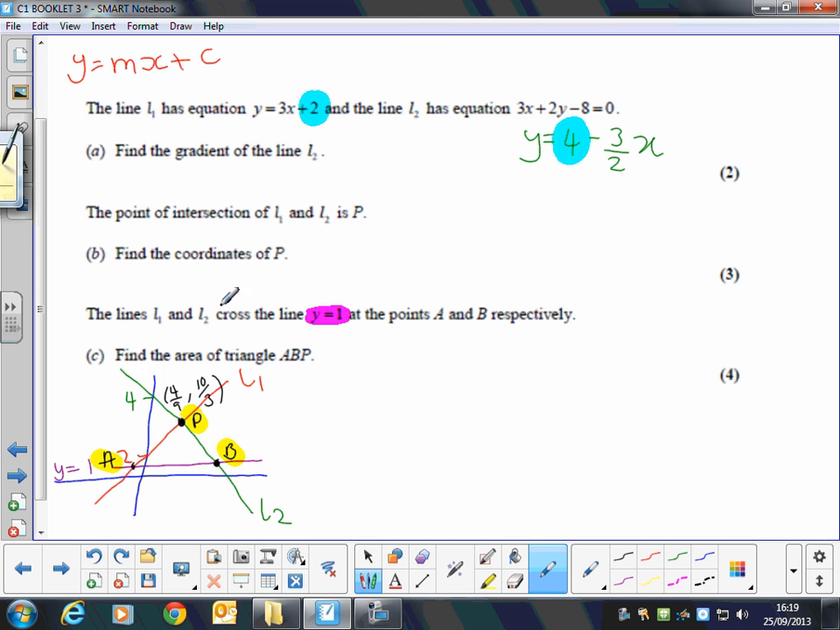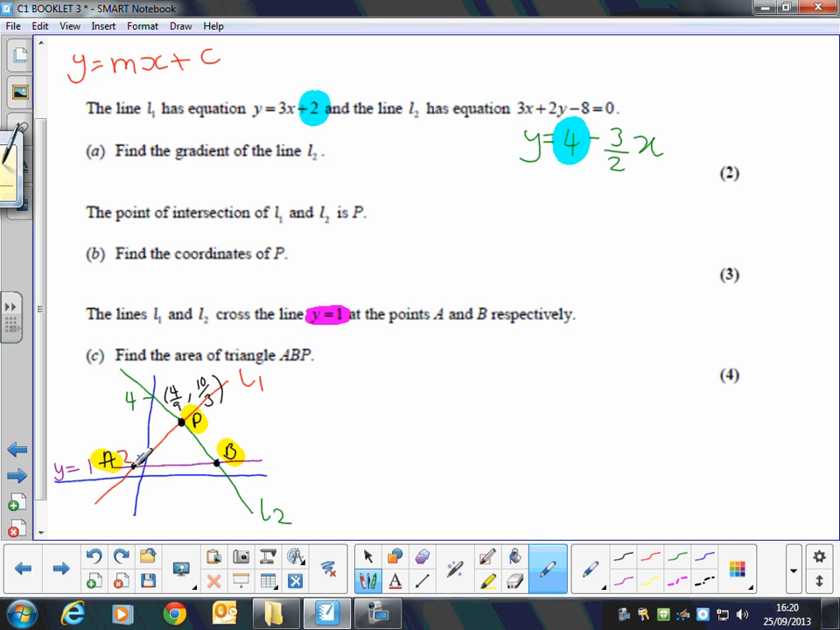So if we look here, the lines L1 and L2, it tells us it crosses the line y equals 1 at the points A and B respectively. So L1 crosses the line y equals 1 at the point A. So we've got L1 here in red, and I've got y equals 1 in pink. So they cross at the point A. And then I've got the line L2 and the line y equals 1 cross at B. So L2 I've got in green, it crosses y equals 1, which I've got in pink, at the point B. So I've got my points A, P and B, and that forms a triangle.